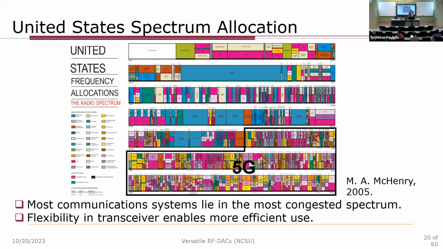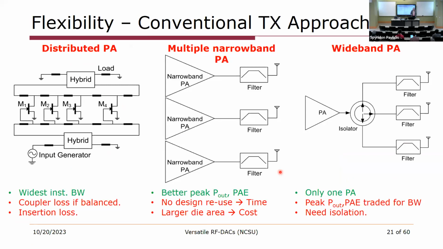Now, knowing that we have all this congested spectrum, we need to be able to operate really across a lot of this, maybe contiguously. We need flexibility in our transceiver design for more efficient use of the spectrum. In terms of transmitters, there are a couple of different approaches to making flexible transmitters. So one way is to make an extremely broadband transmitter using something called a distributed power amplifier. And really what this thing is trying to do is mimic a transmission line with some active devices in the middle of it in order to drive a lot of power across the wideband frequency.